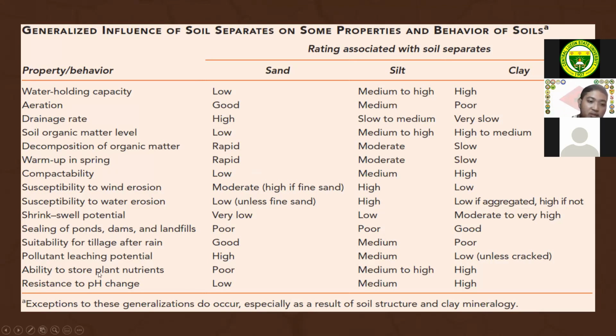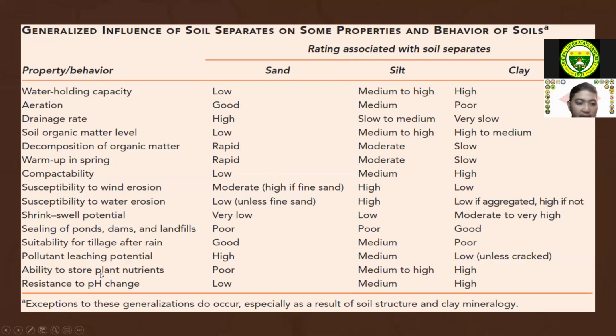Then ability to store plant nutrients. So as I said earlier, yung particle size has to do with the ability of soil to store plant nutrients. So high yung ability to store plant nutrients ng clay kasi mataas yung kanyang surface area. Okay? Then yung ability to store plant nutrients ng sand is poor.